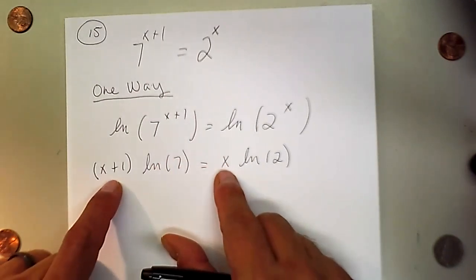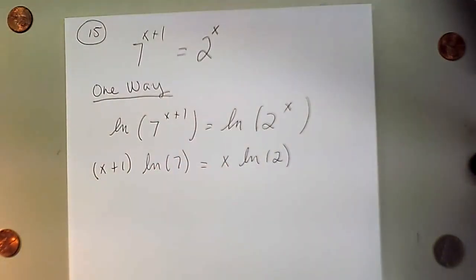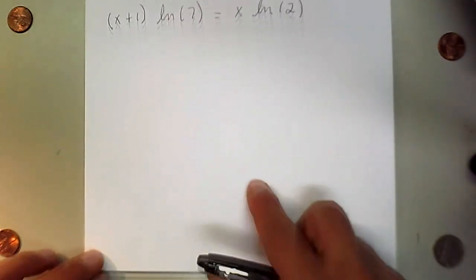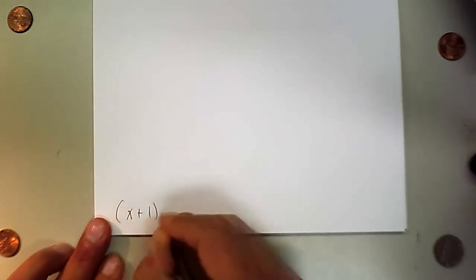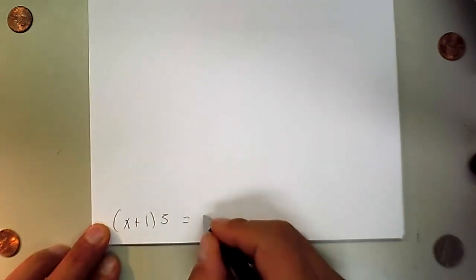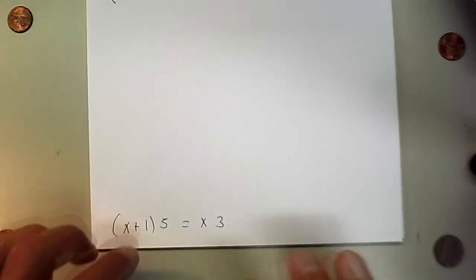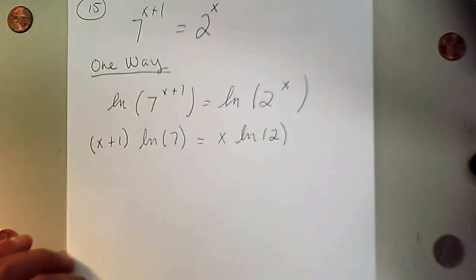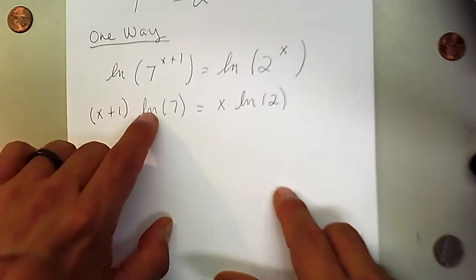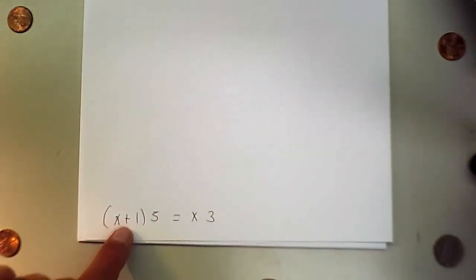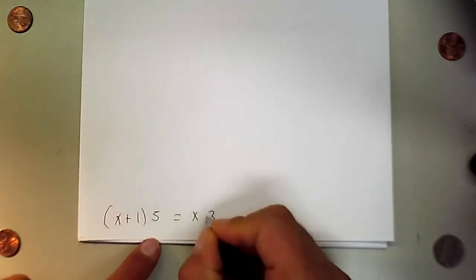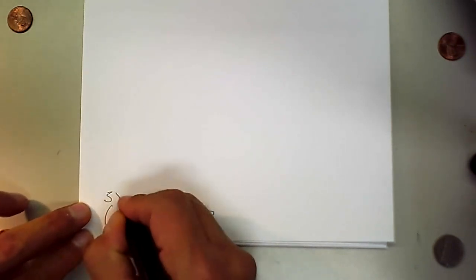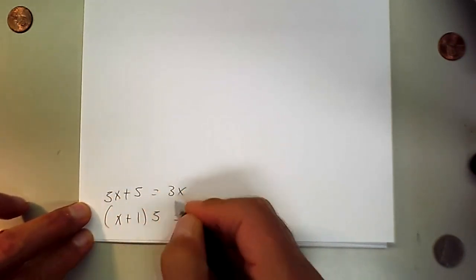Now we're solving for x. Let me give you a quick analogy. Let's say this was, I don't know, 5 and 3. If we had x plus 1 times 5 equals x times 3. I'm just giving you an analogy. I'm not saying that this equation is the same as that equation. But it has the same setup. X plus 1 times a number, x times a number. So there's a times here. How do you solve that? Well, you distribute, 5x plus 5 equals 3x, and then you subtract.